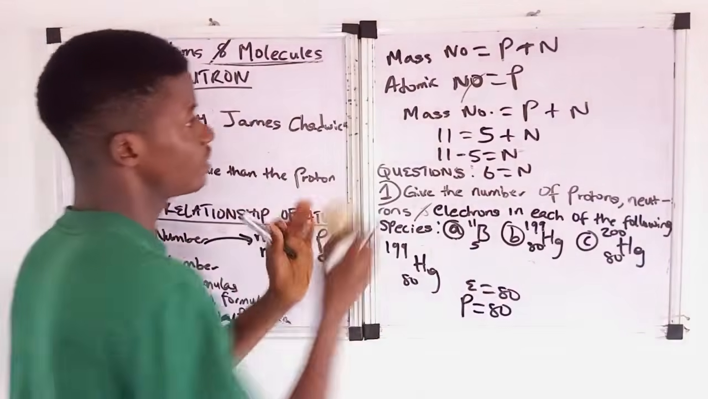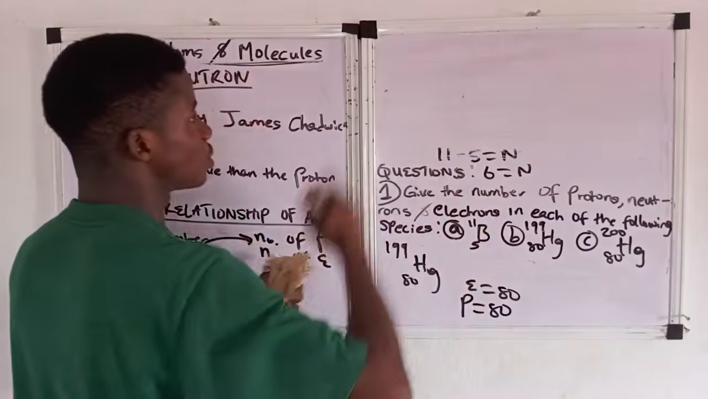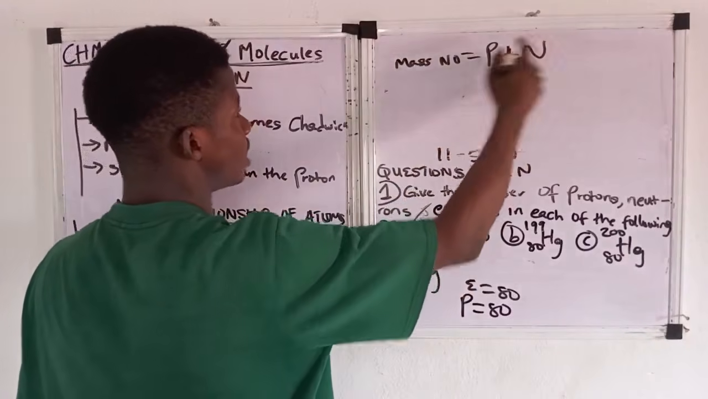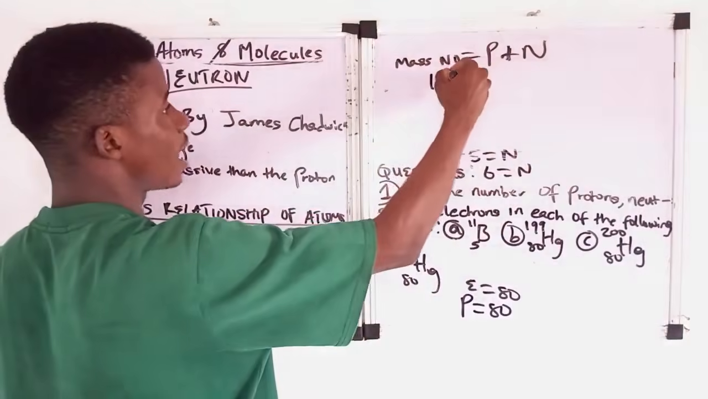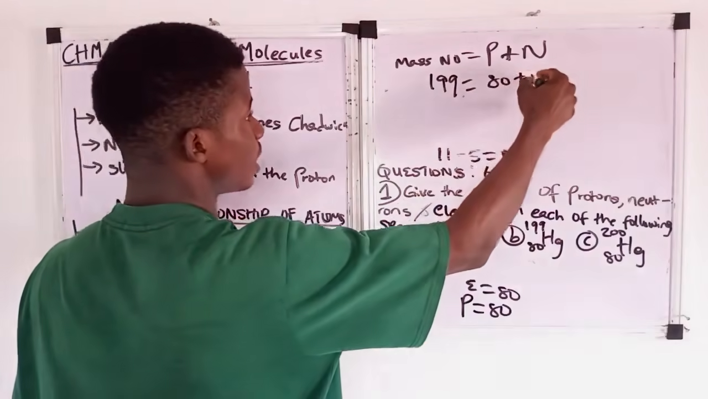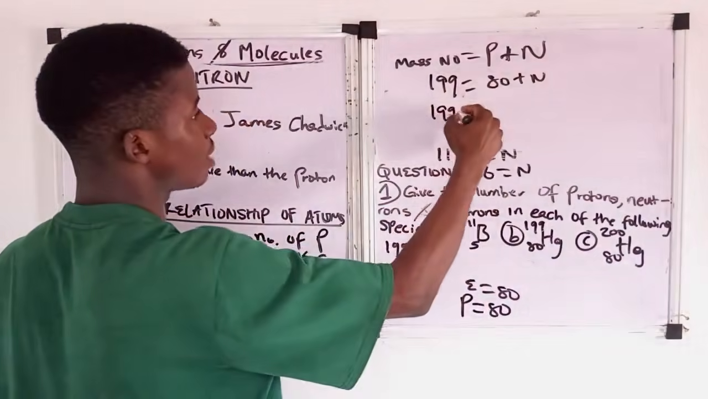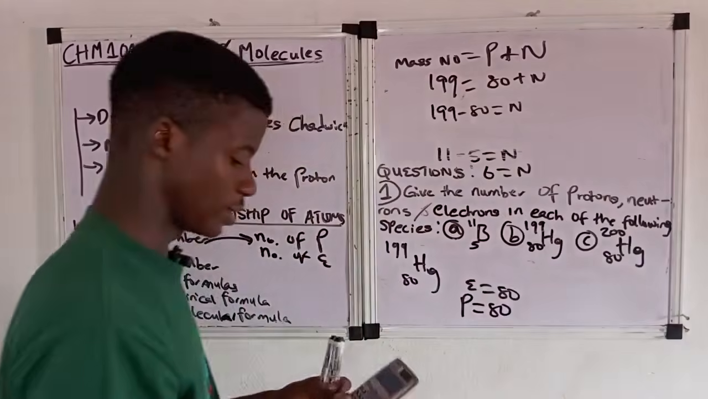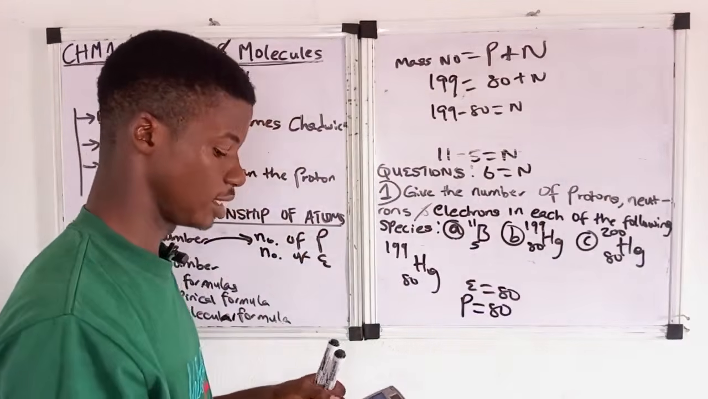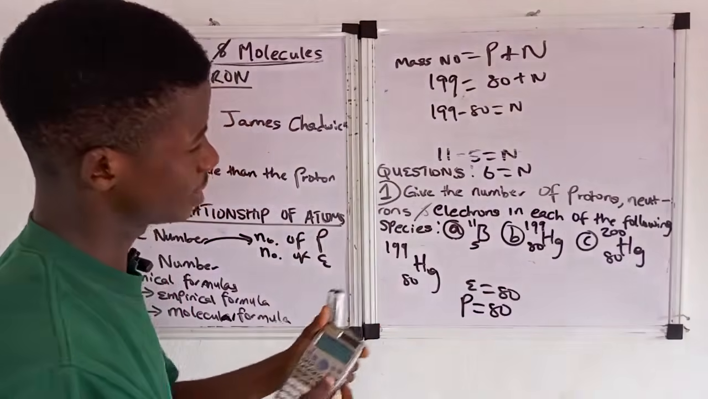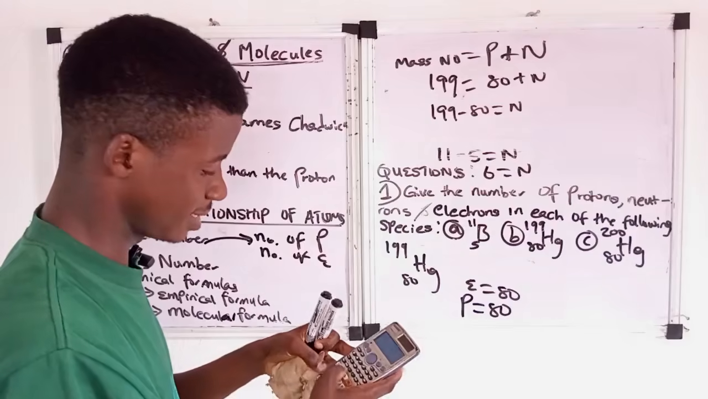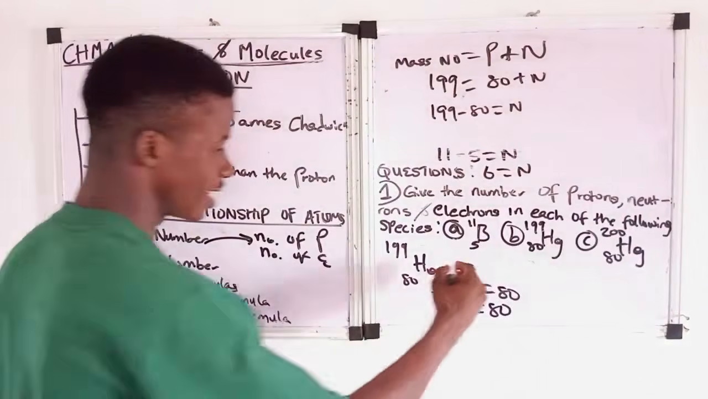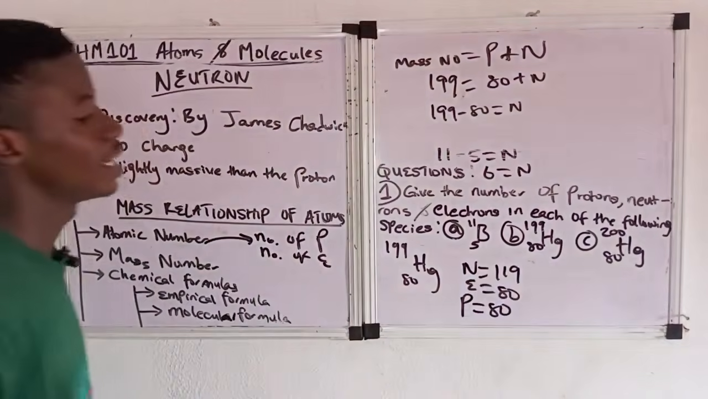Then what about the number of neutrons? It's very easy. Remember, mass number equals the number of protons plus the number of neutrons, right? Yes. The mass number of this atom is 199. The proton number is 80, then plus n, right? So if we make n stand alone, 199 minus 80 will give us n. So 199 minus 80 is 119. Okay, so the neutron number here is 119.